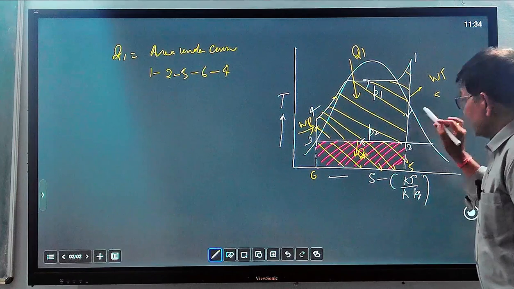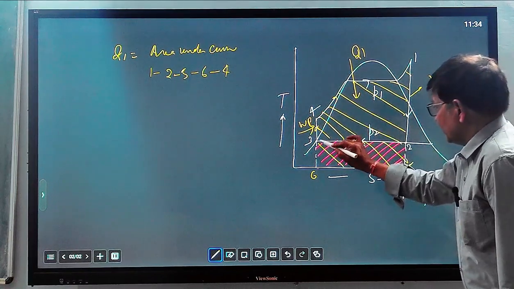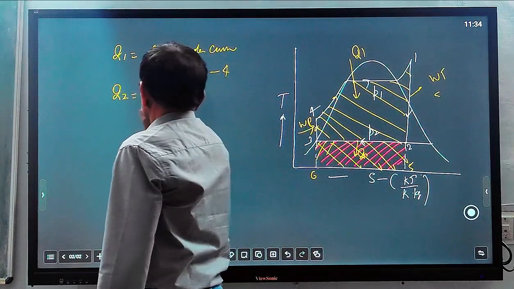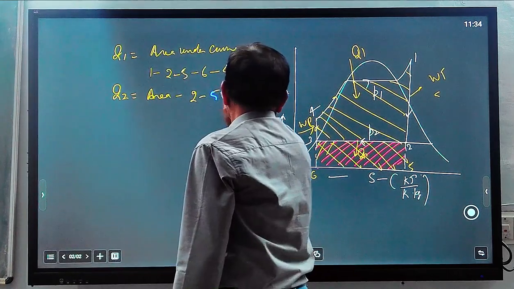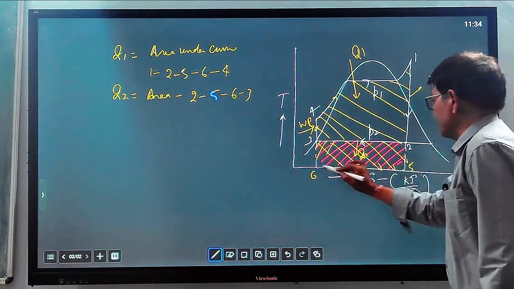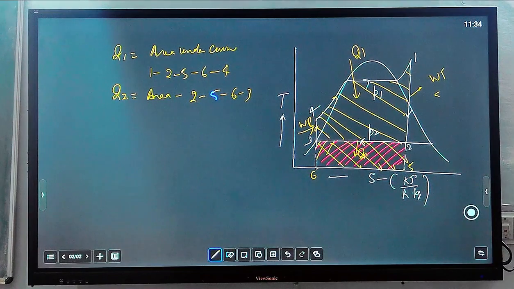And Q2 is the heat rejection process. Q2 means the condensation process, which starts from 2 to 3. So only this area will come. What will Q2 be? Q2 equals the area 2, 5, 6 and 3. Only this rectangular area will come under the heat rejection process.